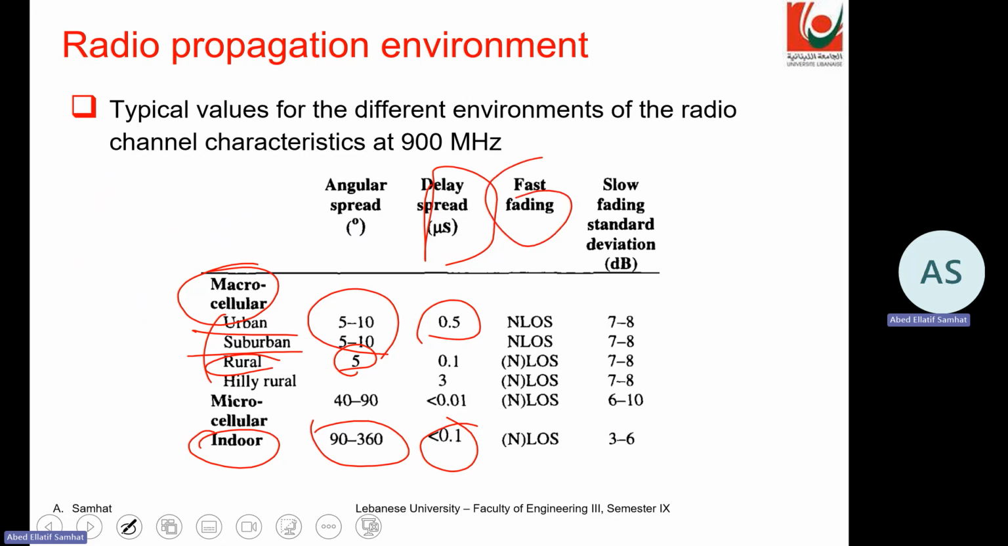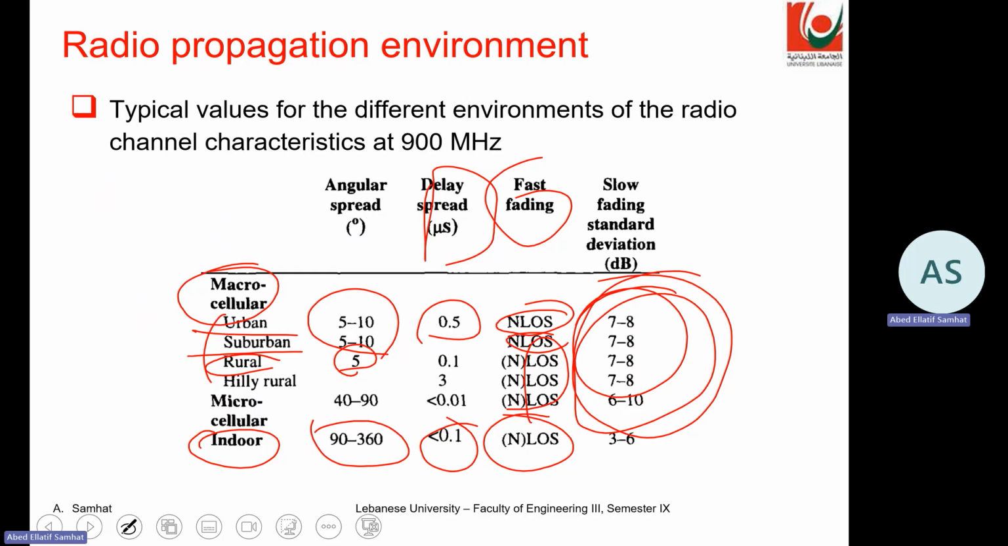Here the fast fading is no line of sight for urban and suburban. It's possible to have a kind of line of sight in rural, and indoor it depends on, let's say, the position of the transmitter and the receiver. And here we have a kind of slow fading, where the slow fading is much higher in macro cell than in small cell, okay, in indoor cell.